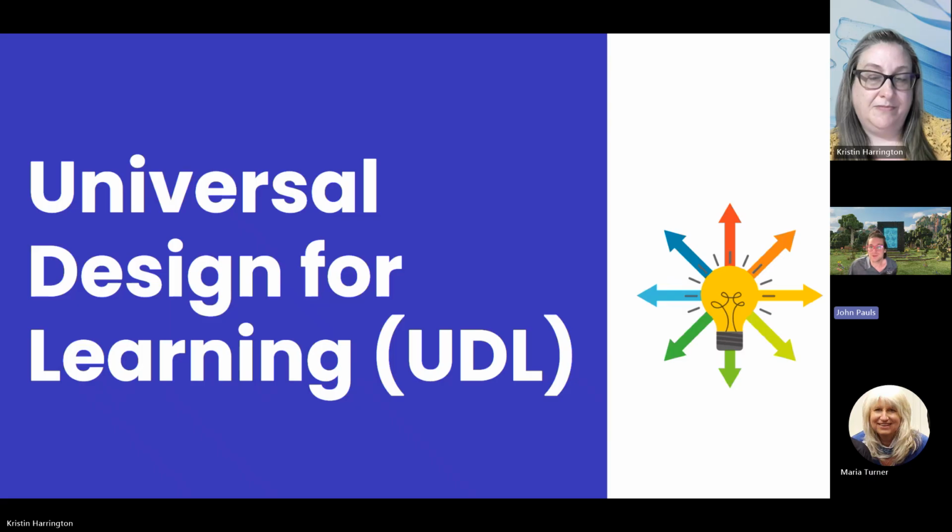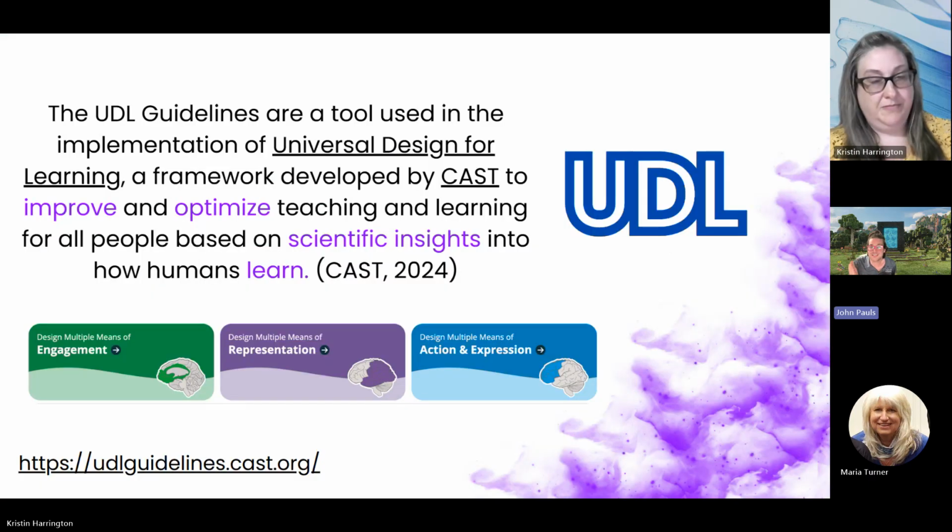And this is where we really tie in our Universal Design for Learning framework. If this is your first session with us, the Universal Design for Learning Guidelines are a tool used in the implementation of Universal Design for Learning, which is a framework developed by CAST to improve and optimize teaching and learning for all people, based on scientific insights into how humans learn. So the UDL framework and the guidelines are all based on science, and they're designed to provide as much inclusion, support, and access to all of our students.